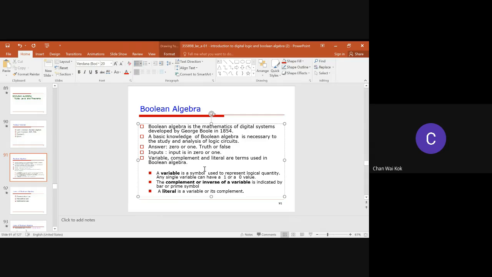A variable is a symbol to represent a logical quantity. It can either have a 0 or 1 value. A complement or inverse of a variable is indicated by a bar or a prime. A literal is a variable or its complement.